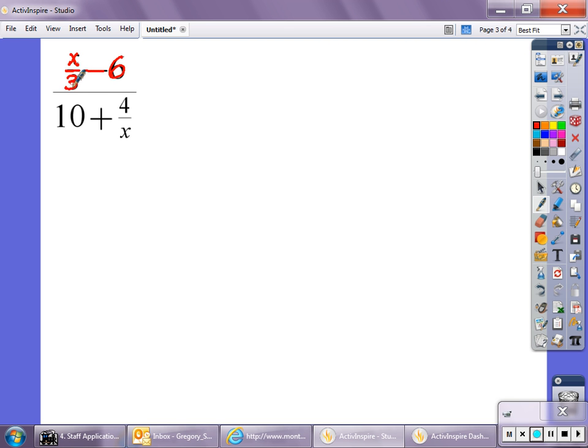The common denominator: we have a 3 here, there's nothing under the 6, so the 6 needs a denominator of 3. So we're going to multiply by 3 over 3. And so we're going to have x over 3, then minus 6 times 3 is 18 over 3. Now that we have a common denominator, I'll write it once, and in the numerator, x minus 18.